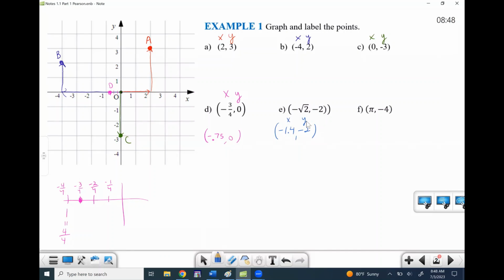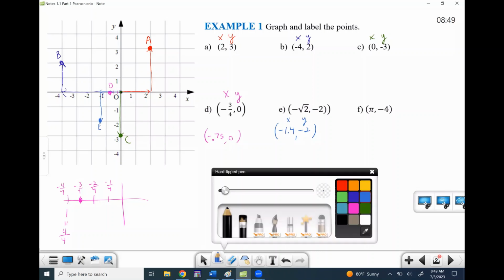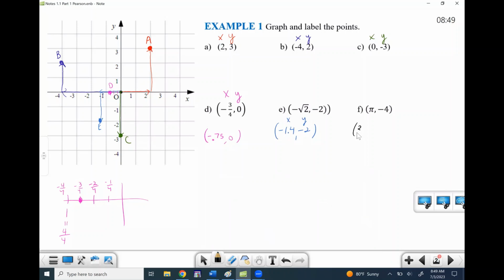So since the x is negative, we're going to go to the left 1.4. So like maybe about right here, you guys. And then we're going to go from there down 2, down because it was negative, right? And that's going to be point E. All right, now pi, you probably do know. So pi is about 3.14-ish, right?